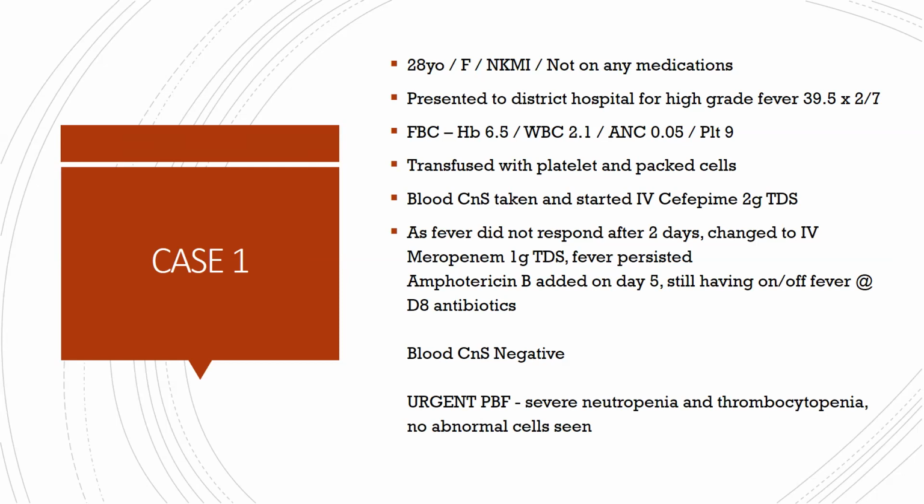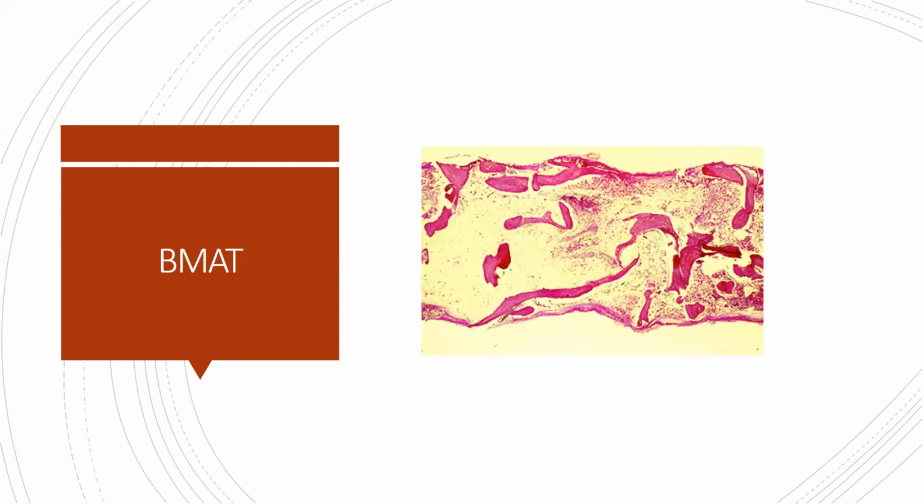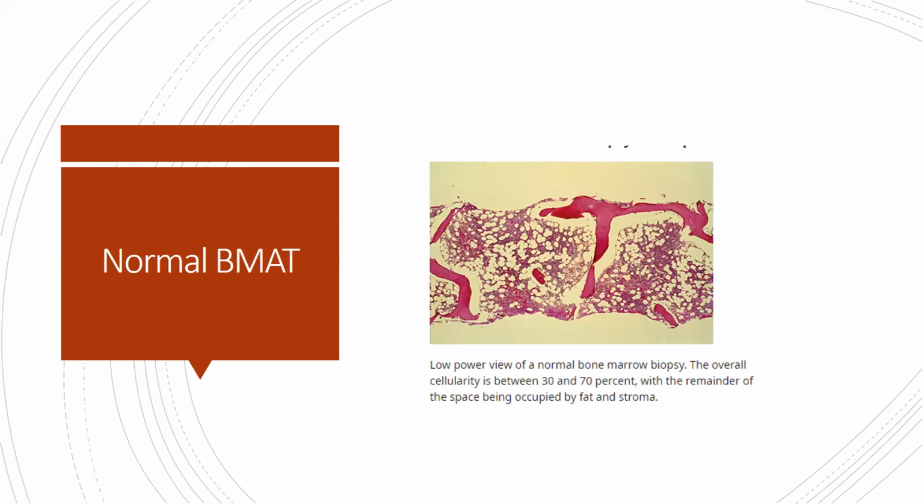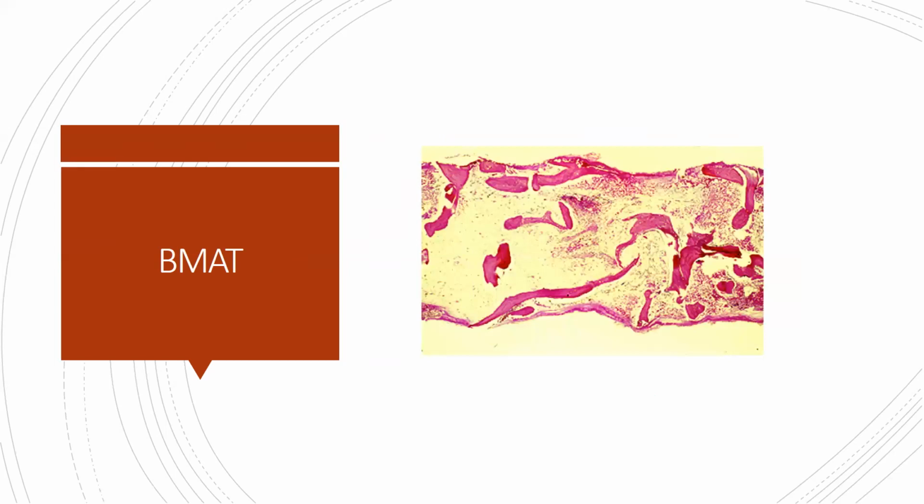So usually when there are no abnormal cells seen, and no blast seen, it's not really indicative of any leukemia, you know. However, we referred to the hemato team, and then we did a BMAT, and from this you can see that there's virtually no hematopoietic cells seen. Okay, the marrow space only consists of fat and stroma. So this is a normal BMAT. A normal BMAT has a cellularity of between 30 to 70%, and the remainder is occupied by fat and stroma. So compared to this and this, this has severe lack of cellularity.